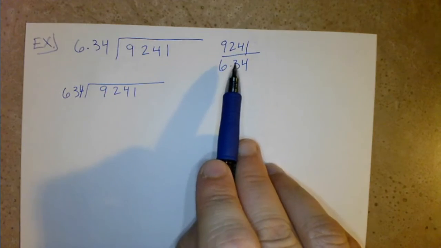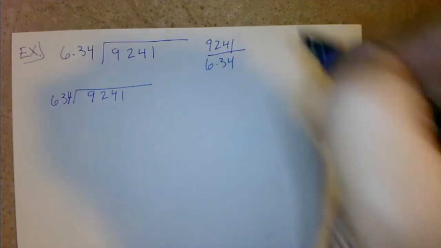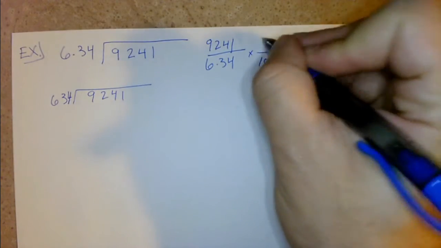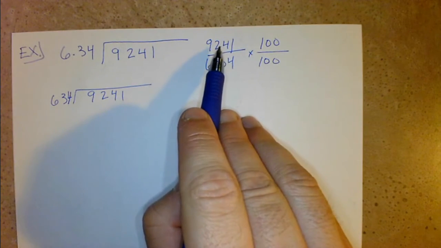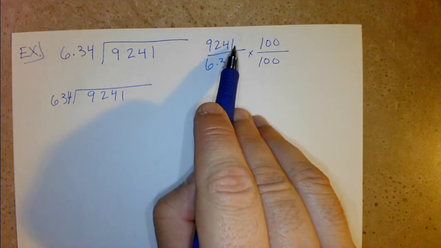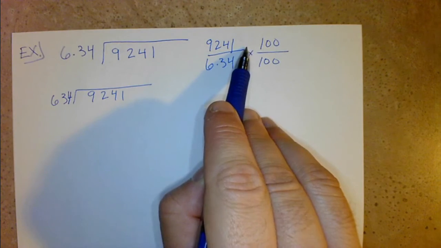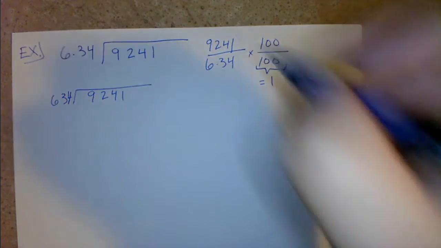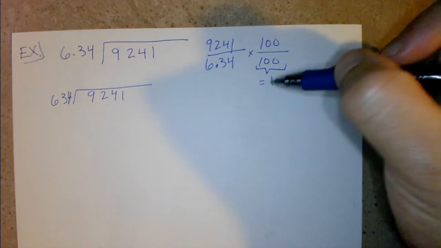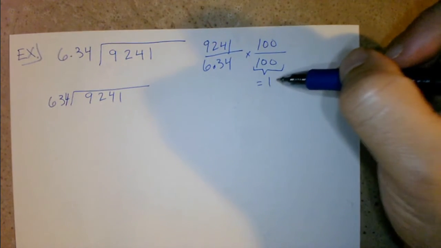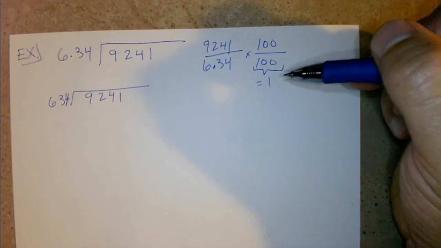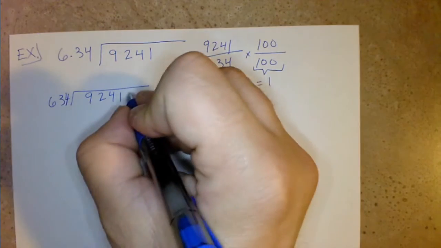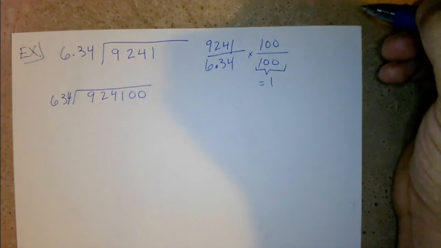In order to move this one over twice, I need to multiply this one up here by 100 to move this decimal place over twice. 1, 2. Okay? Because 100 divided by 100 is equal to 1. So I'm not changing the value of this thing because I'm just multiplying it by 1. But I'm multiplying it by a clever choice of 1. So I need to make sure to move this decimal place over twice as well.